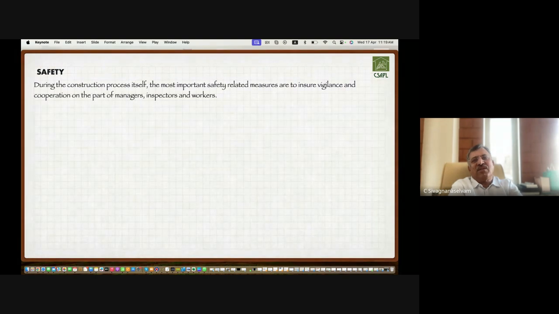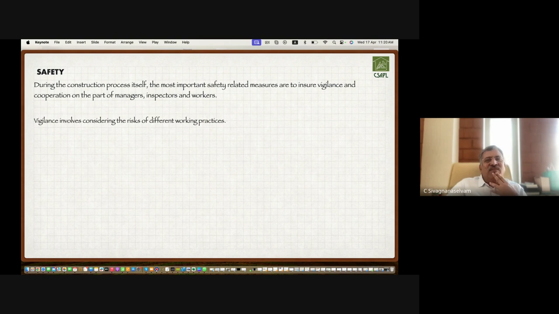During the construction process, the most important safety measure is to ensure vigilance and cooperation on the part of managers, inspectors and workers. This happens only when there is harmony between the project management team and the contracting team. Unless you have harmony, most of the time the instructions are neglected, and quality and safety are at stake at a site where there is no harmony between the project management team and the contractor team.